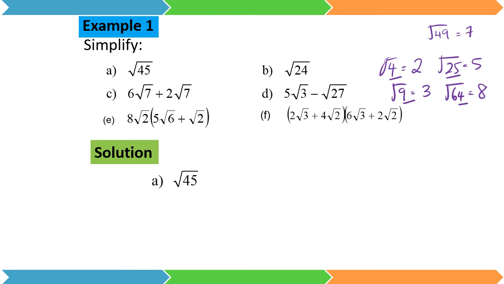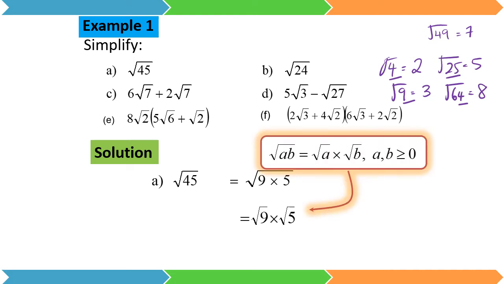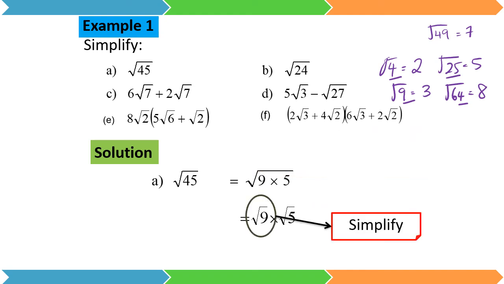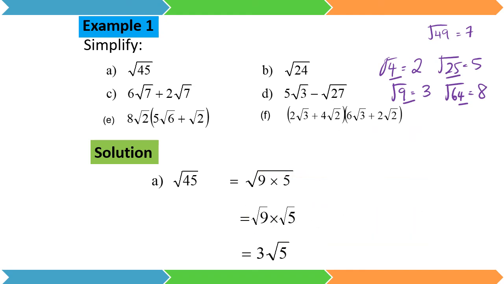So for this one, square root of 45, what perfect square can we choose? Yes, it is 9 multiplied by 5. And then by applying the first rule of surds, it will be equivalent to square root of 9 multiplied with square root of 5. So put it separately. Square root of 9 is a perfect square, which is equivalent to 3. So the answer will be 3 surd 5. Okay?